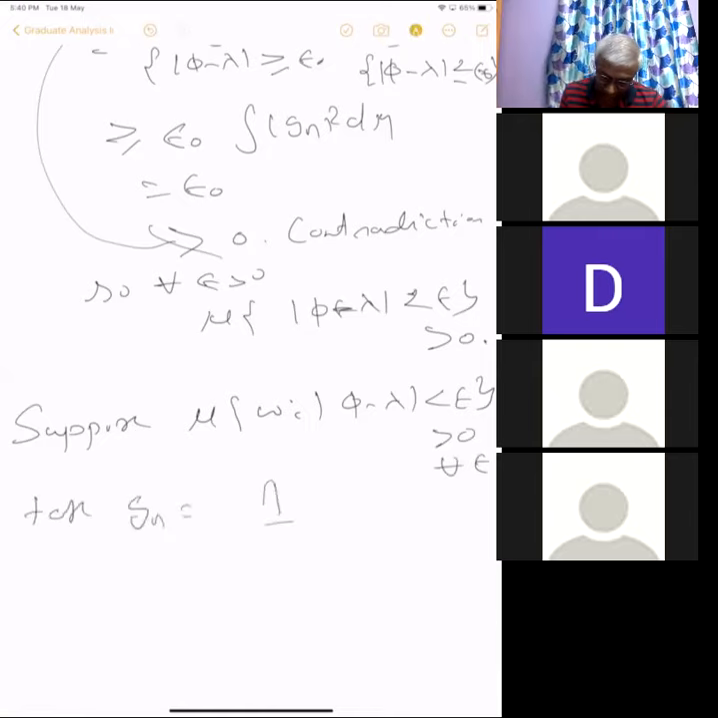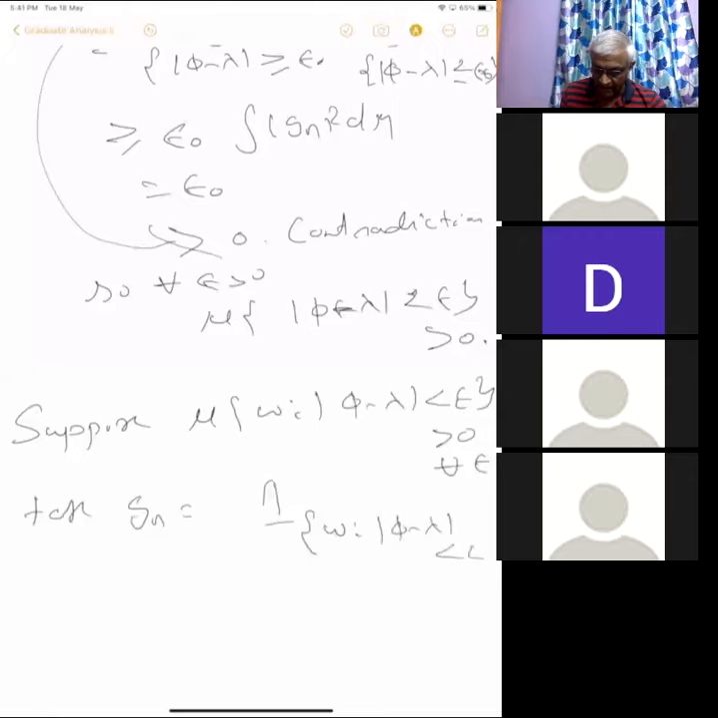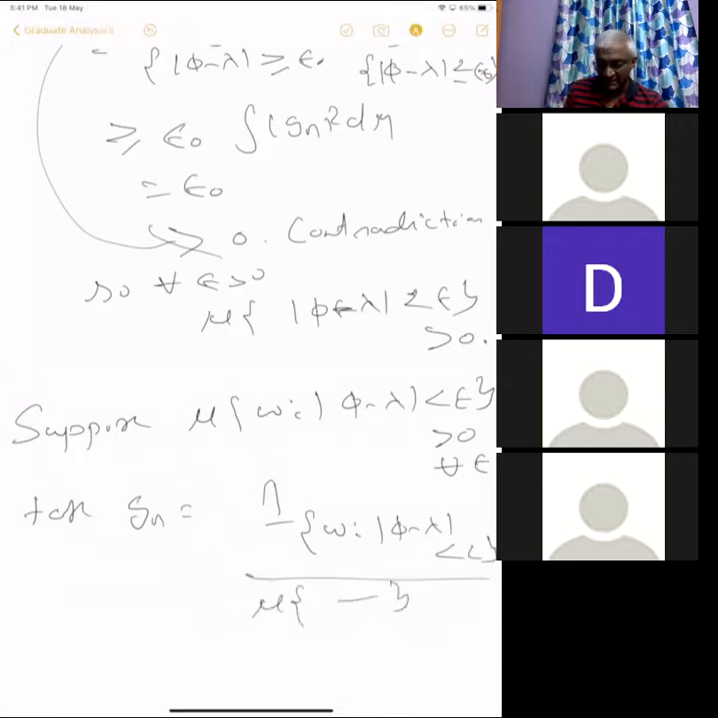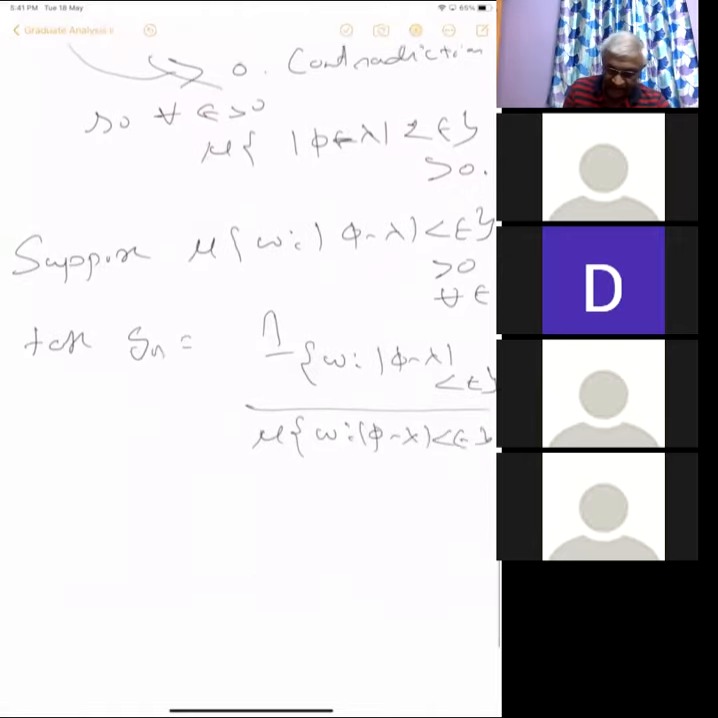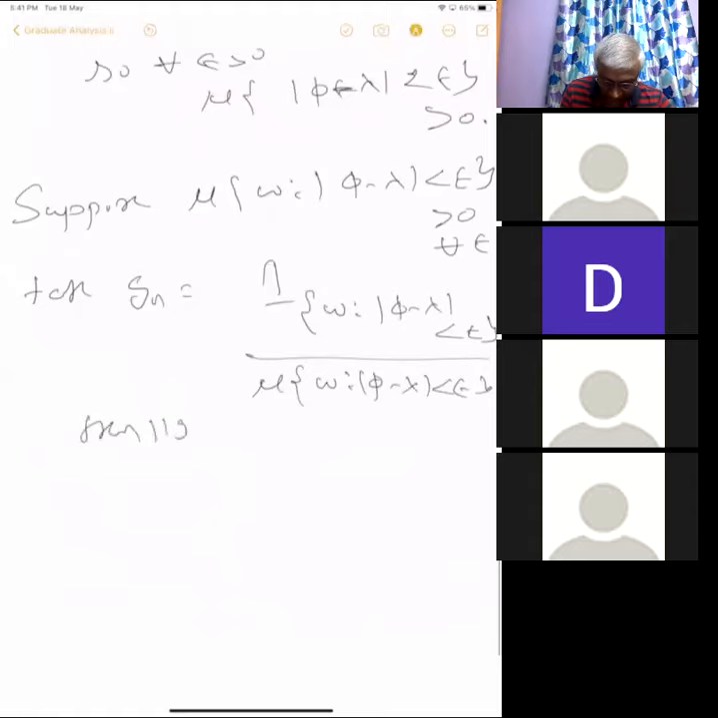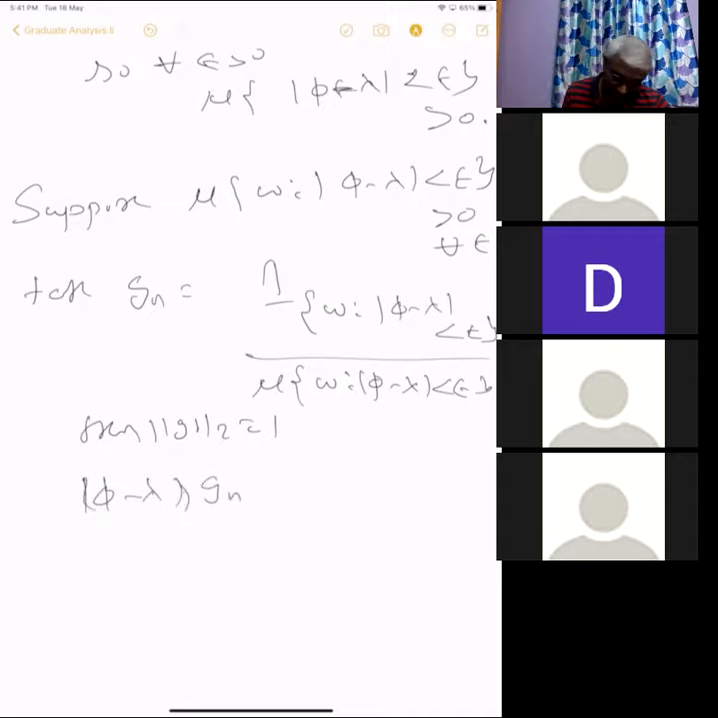Gn to be 1 of this set, omega such that phi minus lambda is less than epsilon, divided by the measure of the same set, mu of omega such that phi minus lambda is less than epsilon. This is Gn. Then the norm of Gn in L2 equals 1, and if you multiply phi minus lambda by Gn and take its L2 norm, that should go to 0.